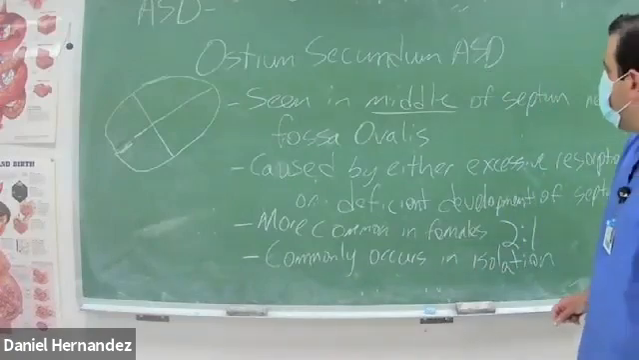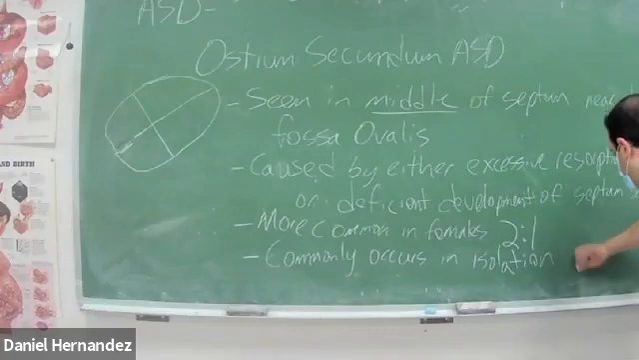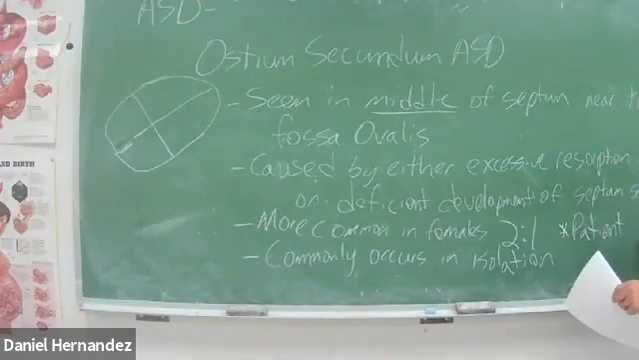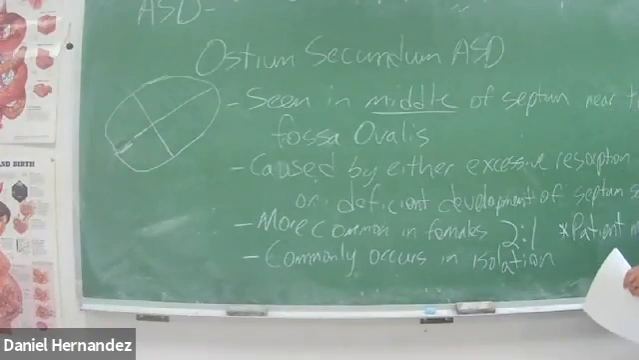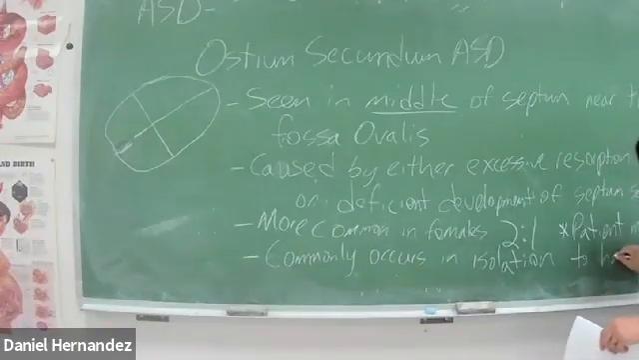Another thing with secundum ASD: patients are more likely to have mitral valve prolapse, MVP.